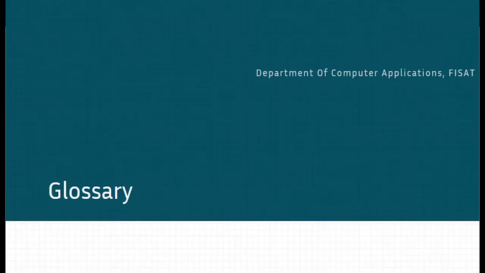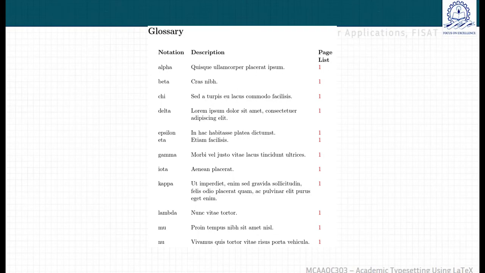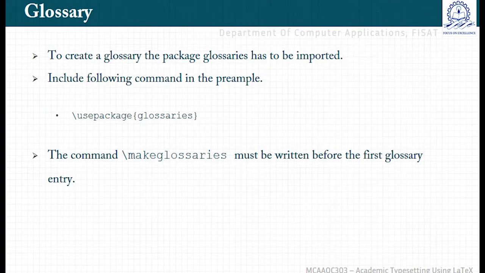Next topic is glossary. When writing a document that contains some field-specific concepts, it might be convenient to add a glossary. A glossary is a list of terms in a particular domain of knowledge with the definitions of those terms. To create a glossary, the package glossaries has to be imported. This is accomplished by the line \usepackage{glossaries}. Now let us see an example.